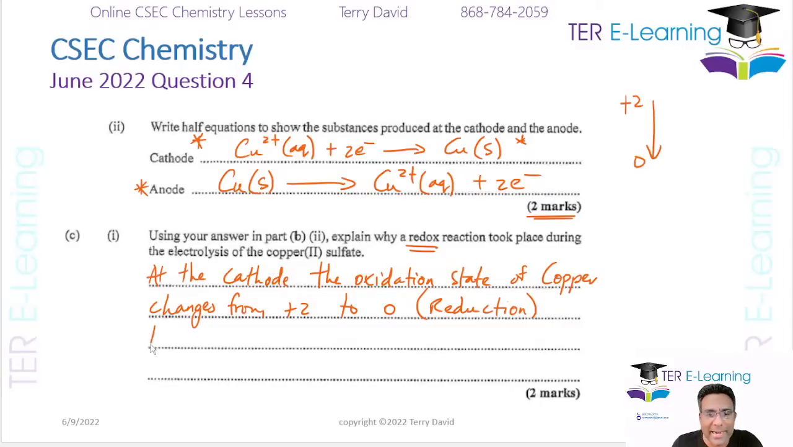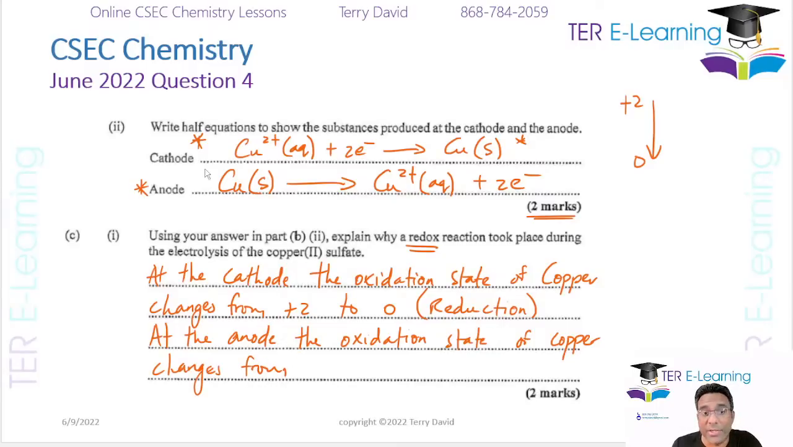right? And at the anode now, the oxidation state of copper changes from, so if you look at the second reaction here, right, you're going from copper solid this time, so you're going from 0 to, on the right hand side we change into Cu2 plus, so the oxidation number changes to +2. If you are going from 0 to +2, that's an increase in oxidation number, and that's called oxidation, right? So that's all I want here for that part of the question. That's it.